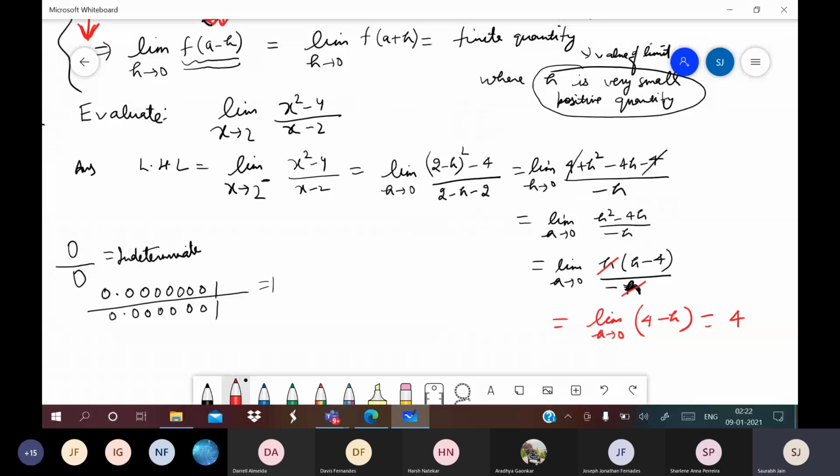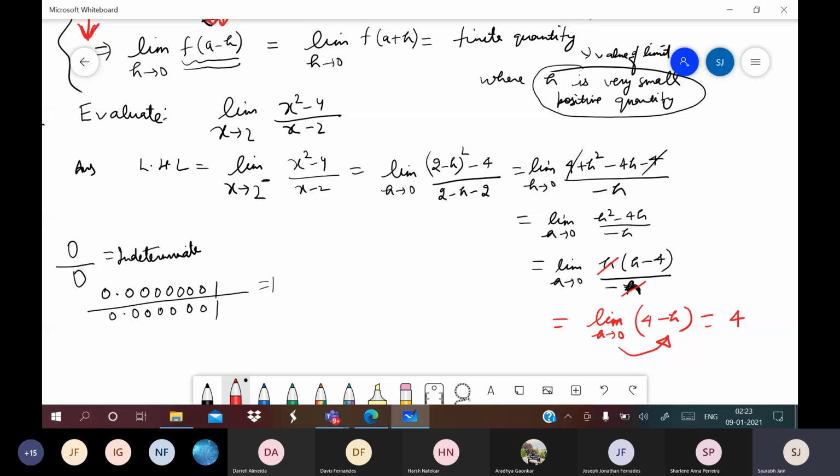Why? Because when h is tending to 0, it is some very small positive number. Because of that, this 4 minus h will be slightly less than 4. It is that kind of situation, 3.999 like that. That is why I've used this term limit, and that is why the answer is 4.